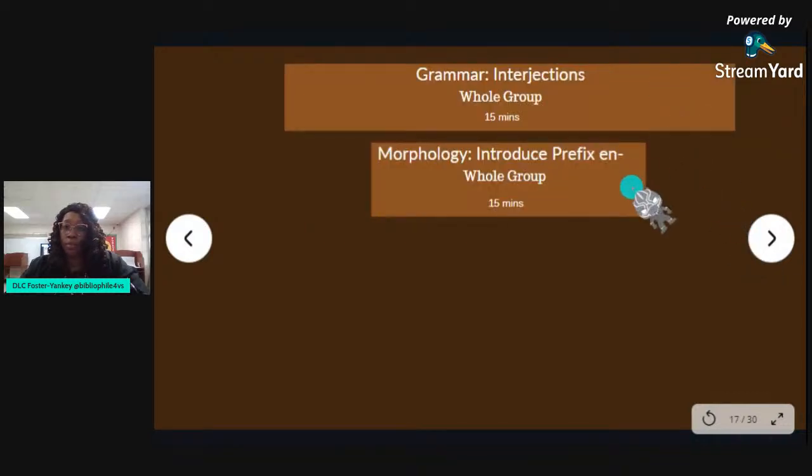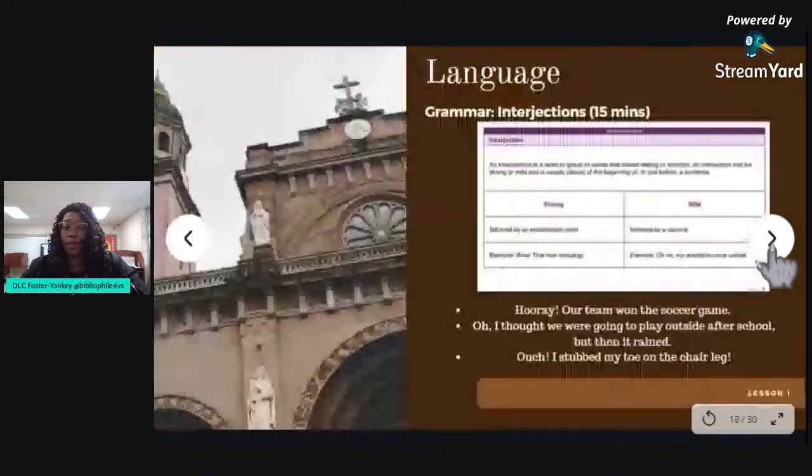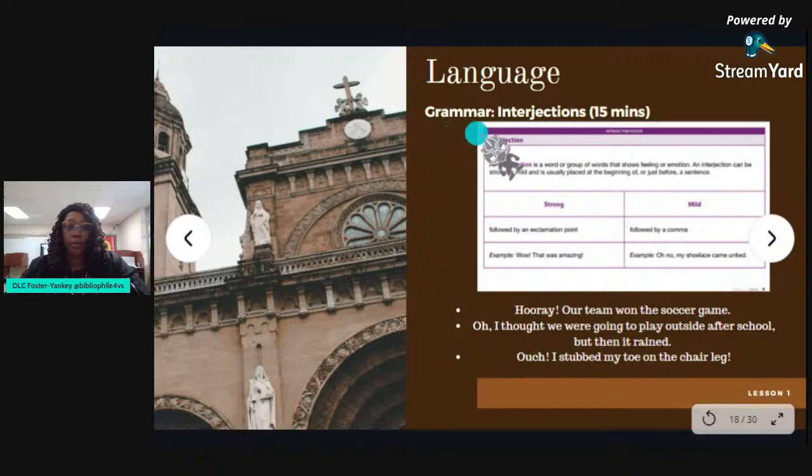So our language component is divided into 2 subcomponents for a total of 30 minutes. The first, they're going over interjections in grammar. The teacher is going to explain the focus of today's grammar lesson, which is interjections. They will direct students' attention to the anchor chart and have one read the definition of interjection.